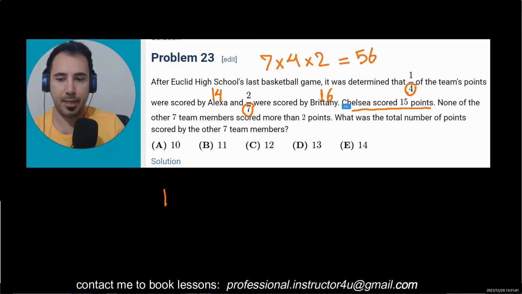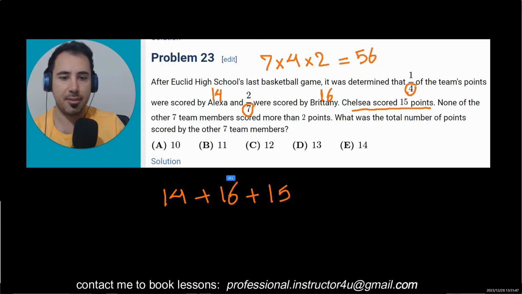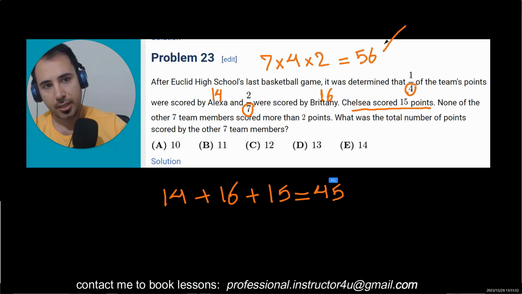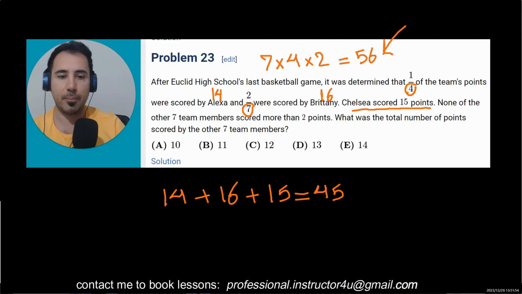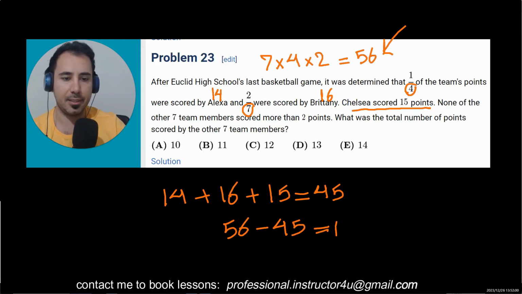So let's add them up. Alexa 14, Brittany 16, that's 30 already, plus 15 is 45. So what was the total score? Our assumption was 56. So how many more scores? 56 minus 45, that's going to be 11.